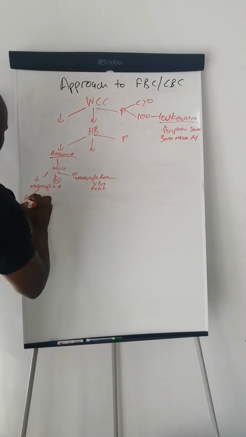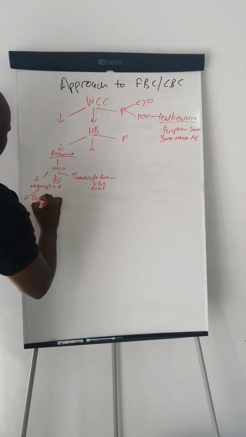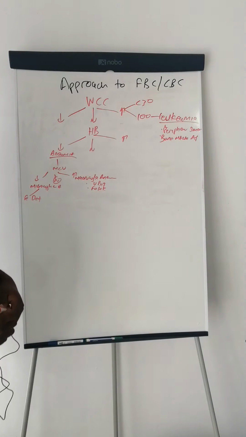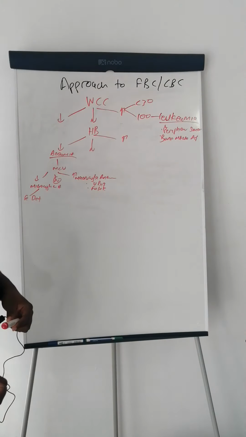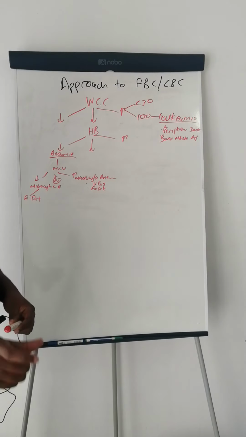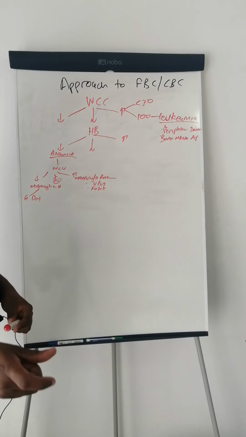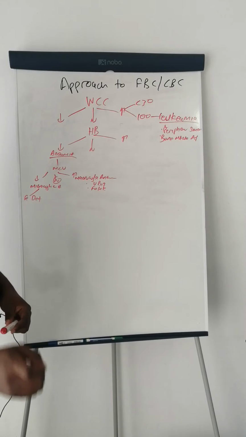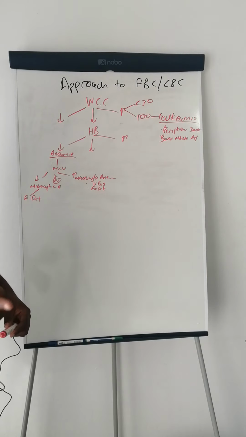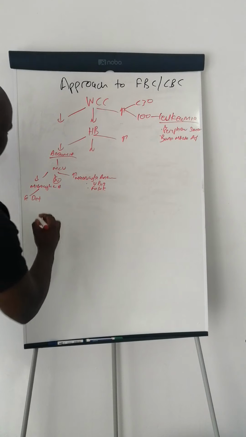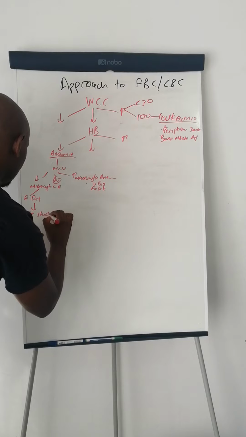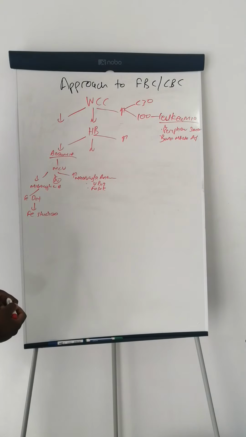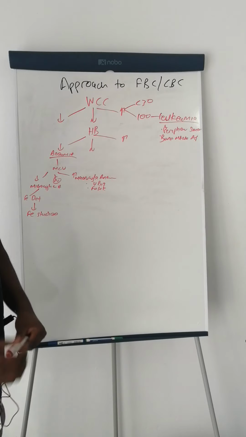So iron deficiency is your number one cause. And how do you diagnose iron deficiency anemia? How do you confirm that it is? Because not all microcytic anemia is caused by iron deficiency. So how do you confirm that this is an iron deficiency anemia? You do iron studies, and when the iron studies are out, they will confirm it for you.